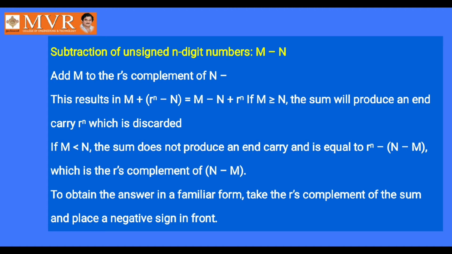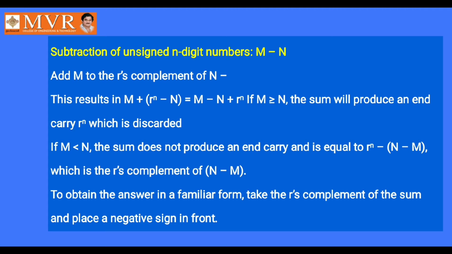Why is the end carry generated? If base 10 is there, 10 to the power of 4, you will get 10,000. But here the values in M and N are only 4 digits, while 10 power 4 gives 10,000, so 5 digits. So the 5th digit is considered as carry and you need to discard it. You don't bother about that carry if M is greater than or equal to N. Please remember this. When you discard the carry, if the M value is higher than the N value, then whatever carry you get in the sum, you can simply discard.